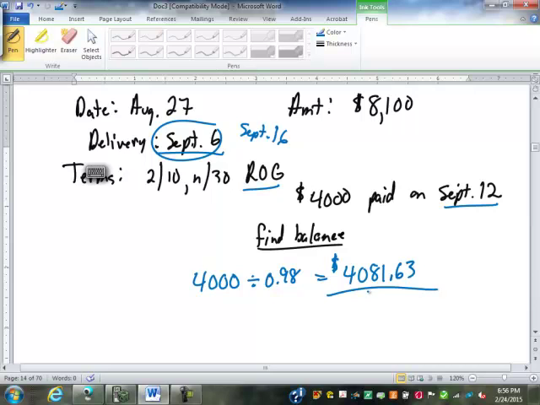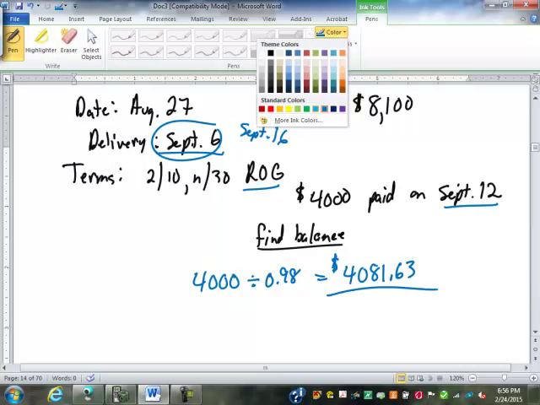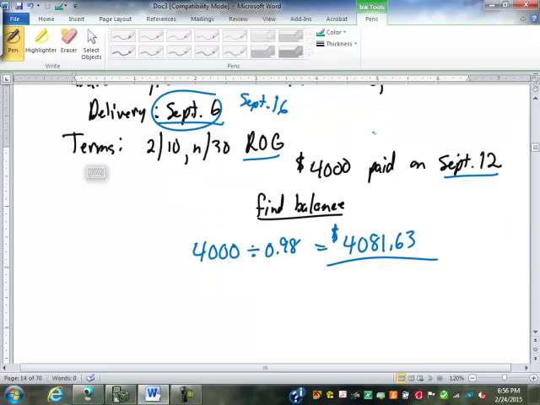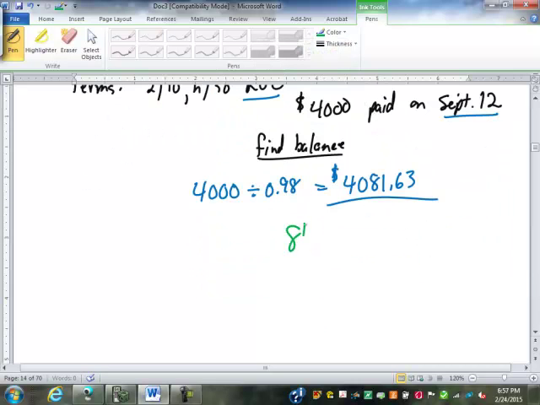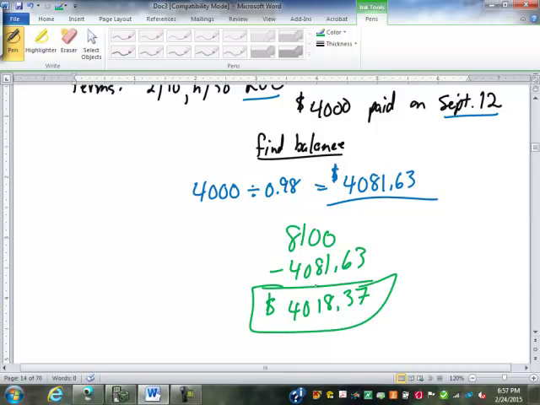Okay, at this point, anybody have questions where the $4,081.63 comes from? You doing okay? Good. And of course, we take that from the 8,100. This gives us $4,018.37. Working okay?